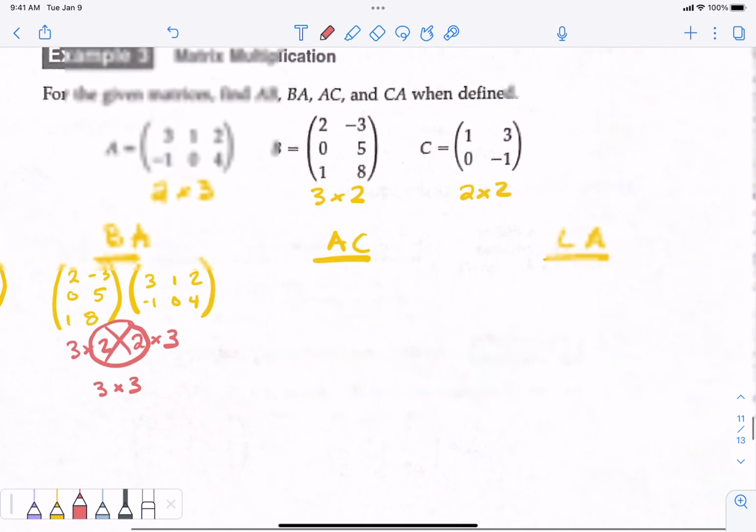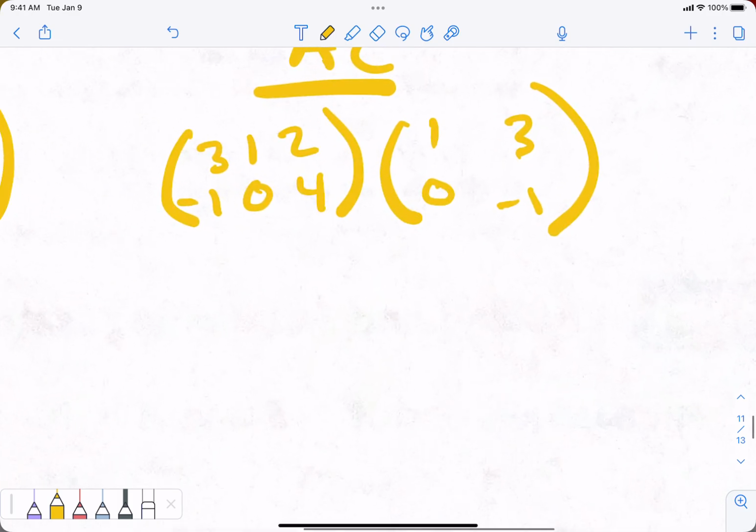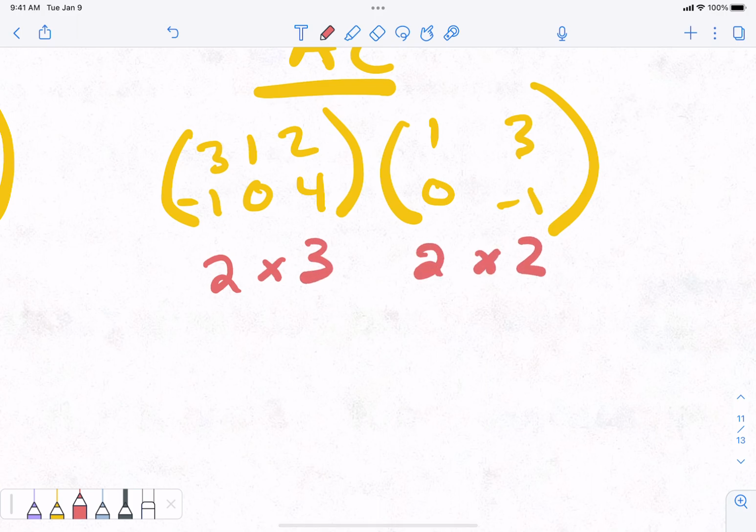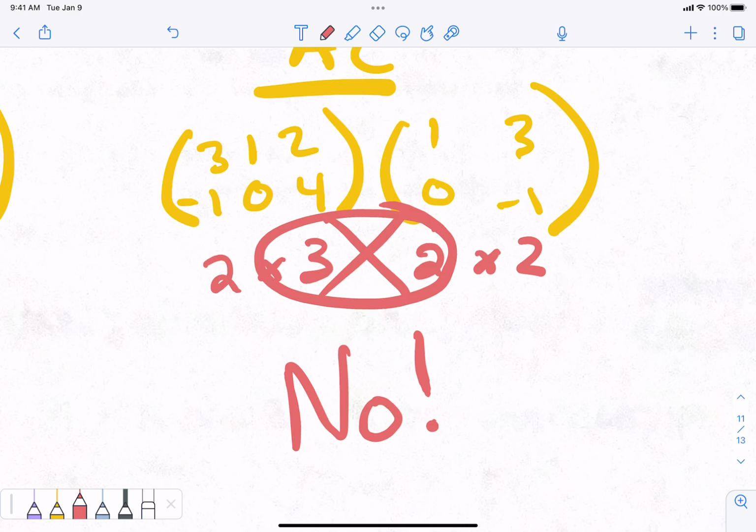All right, let's look at AC. A is 3, 1, 2, negative 1, 0, 4, and C is 1, 0, 3, negative 1. Here we go. What's the size of A? It's a 2 by 3. C is 2 by 2. Can you multiply them together? No. So this can't even be multiplied, and then you just say no, and then you're done. I like that one.